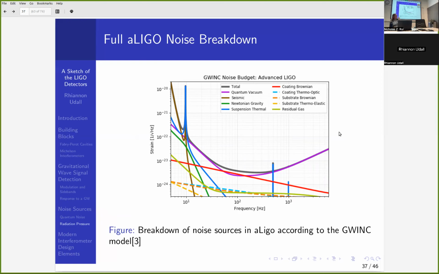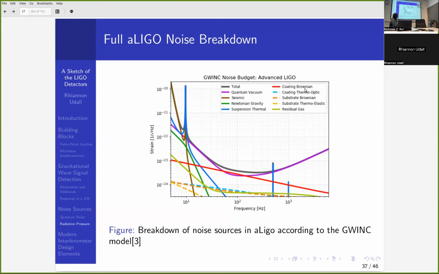sources because there are a lot of them, but you get something that looks like this for, I'm guessing, O4-ish. So this is not truly O4. There are noise sources we don't understand, not reflected here, but this is sort of a breakdown of what they approximately look like. So you can see quantum vacuum is both shot noise and radiation pressure that we talked about.